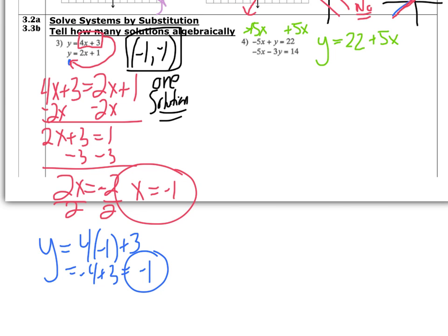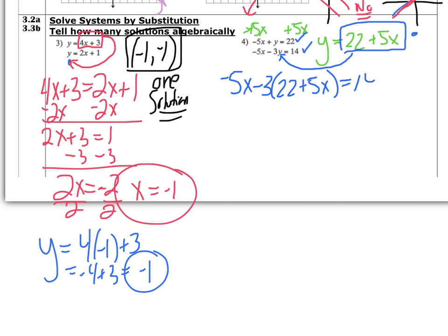So what we just did, we solved one variable for a value. So I know y equals 22 plus 5x, and I got that from this first equation. Because I used the first equation, this value has to be substituted into the second equation. So all you do is find the y value, which is right here, and put this whole piece in for y. So when we solve, it's negative 5x minus 3 times the quantity 22 plus 5x equals 14.